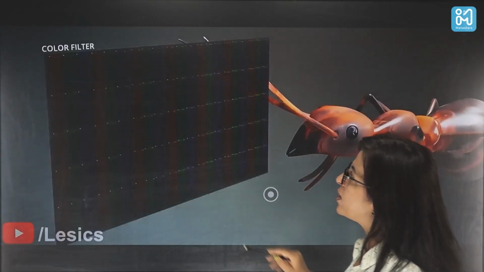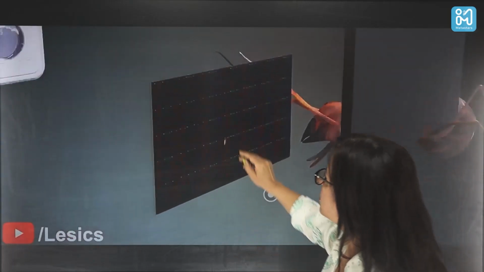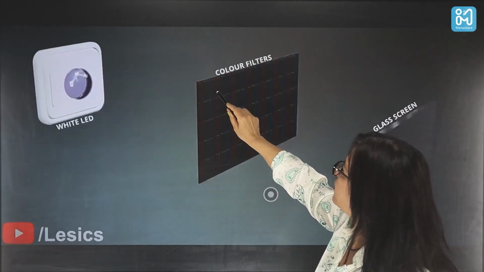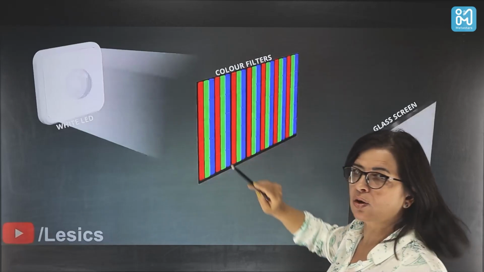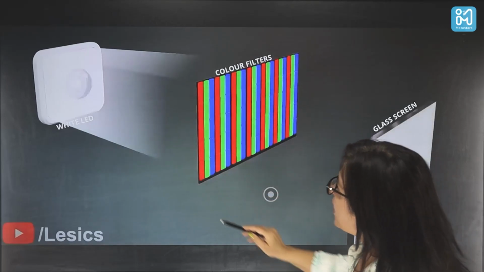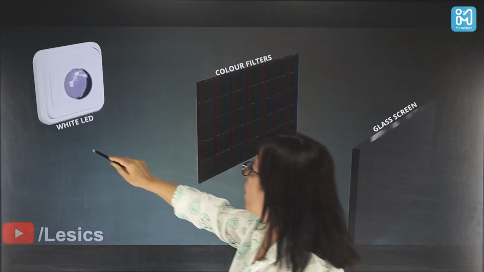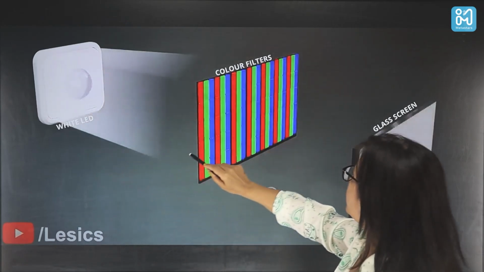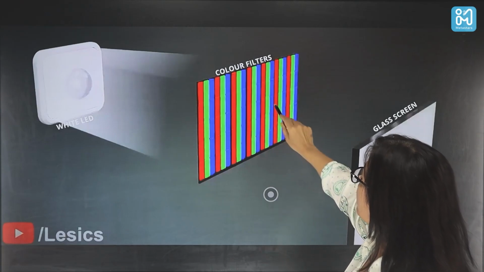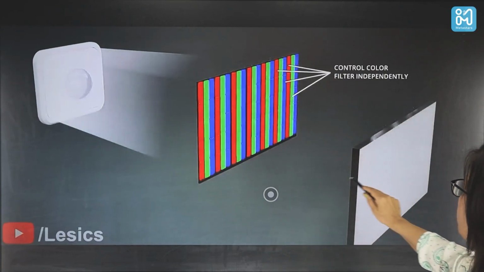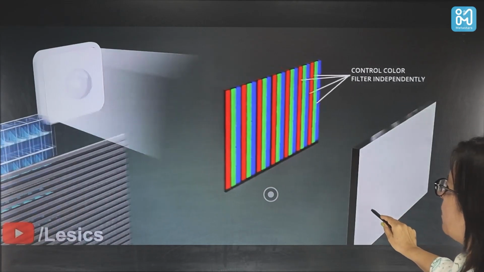So it's replaced with a color filter. This is not an LED, this is a filter. It's a type of glass with different colors, each pixel with a different color. And this is the backlight we are talking about. It is a white LED. This white light will illuminate and go through the filter to the screen. If it's on, it will be white. If it's off, it will be black.